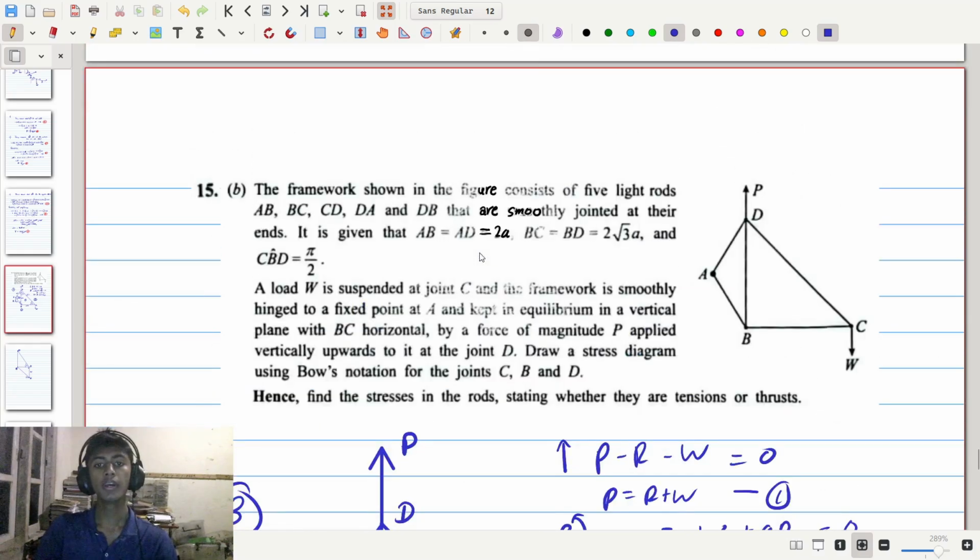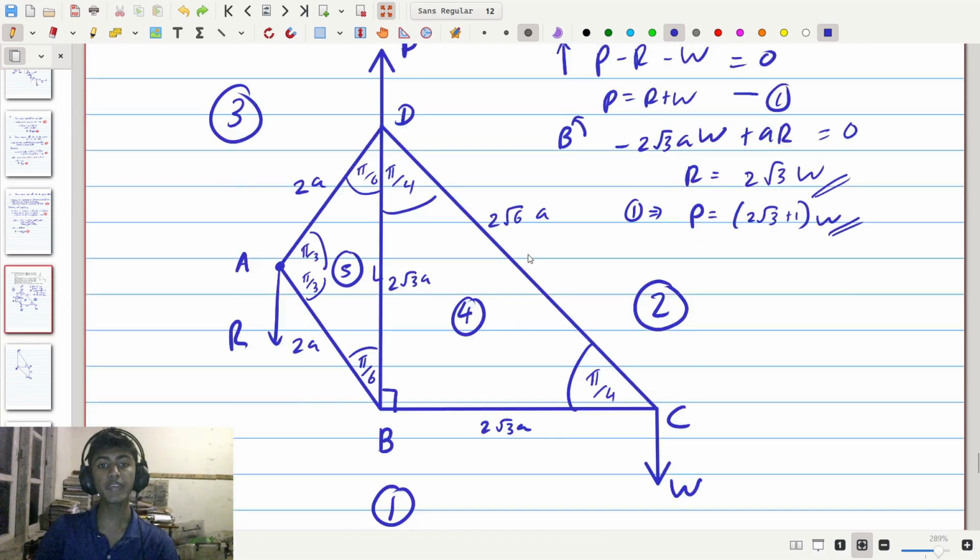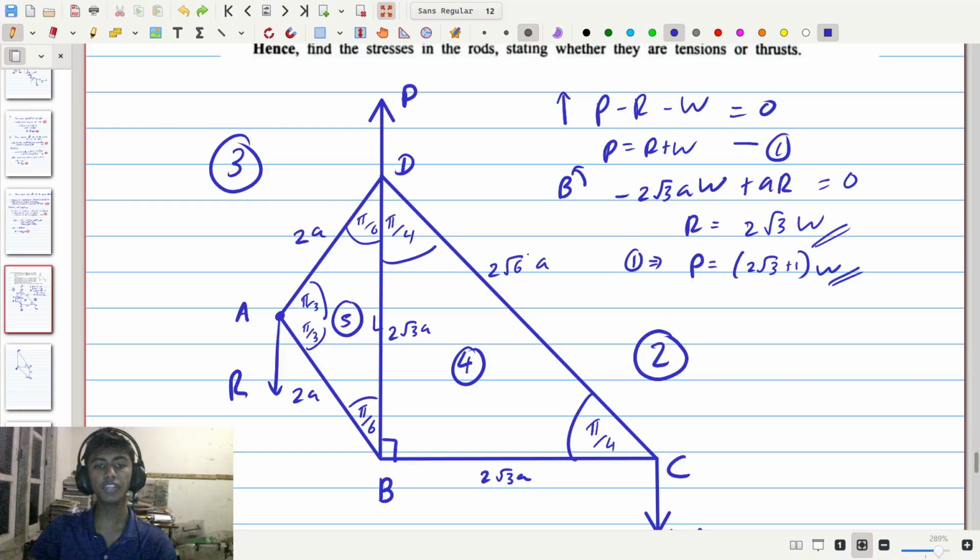Now moving on, the final point that they've told us to consider is the point D. So considering the point D, going around the point D, let's say we start from region number 4, we then have to go around D like this, and we go to region number 2, which we already marked, so we don't need to mark it.